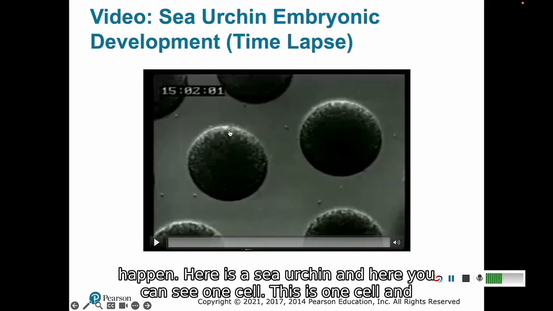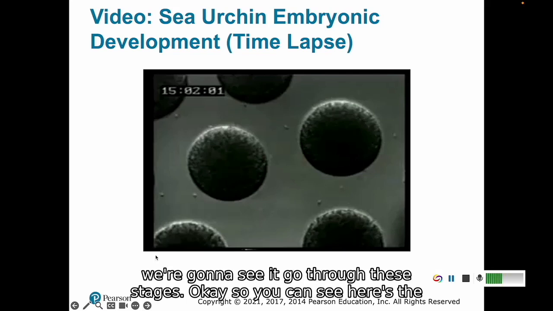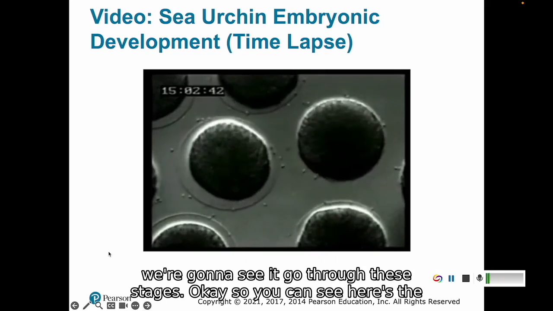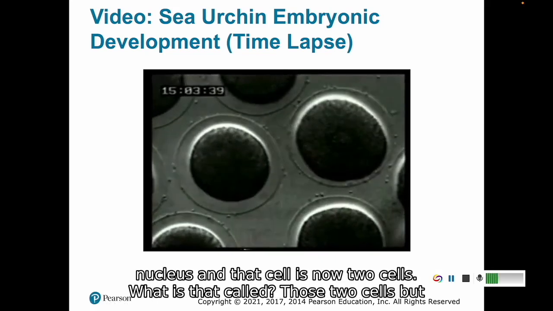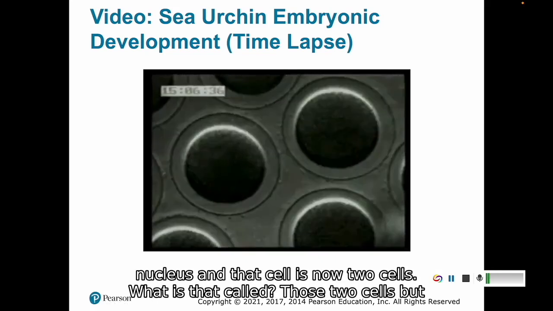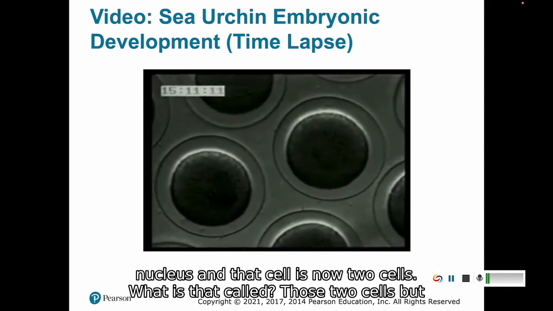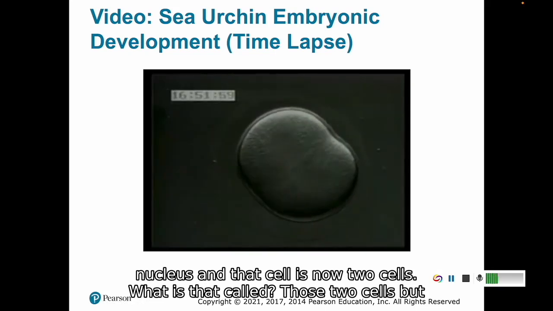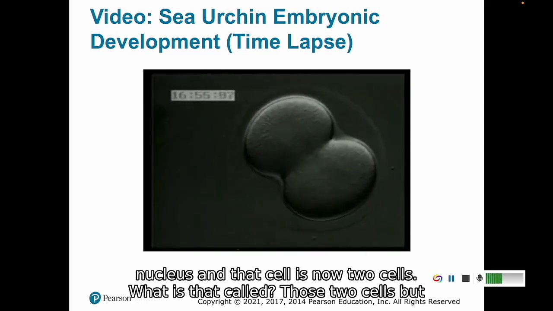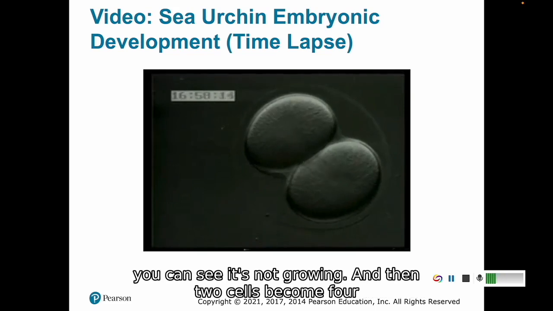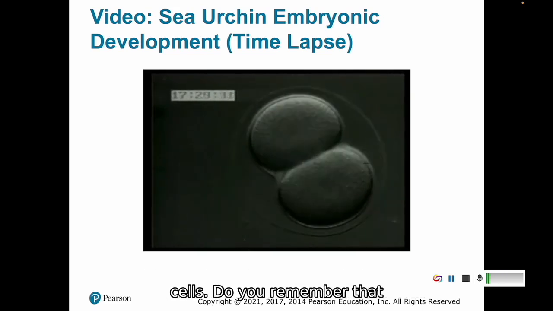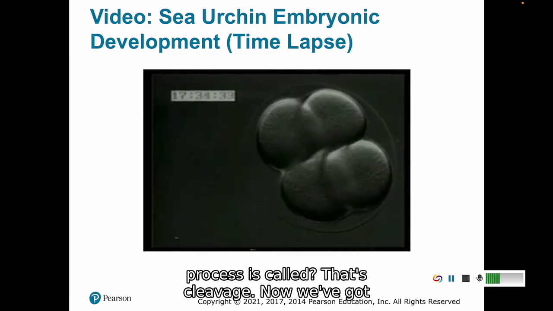Let's watch this happen. Here is a sea urchin. And here you can see one cell. This is one cell. And we're going to see it go through these stages. Okay, so you can see here's the nucleus. And that cell is now 2 cells. What is that called? Those 2 cells, but you can see it's not growing. And then 2 cells become 4 cells. Do you remember what that process is called? That's cleavage.